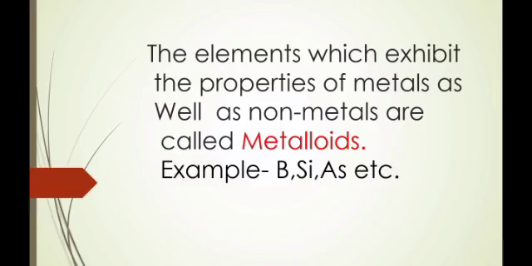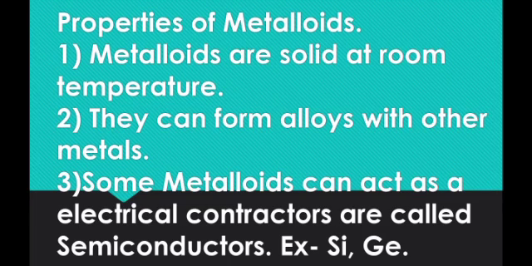Next, physical properties of metalloids. First one, metalloids are solid at room temperature. Generally, metalloids are solid at room temperature. Second, they can form alloys with other metals.